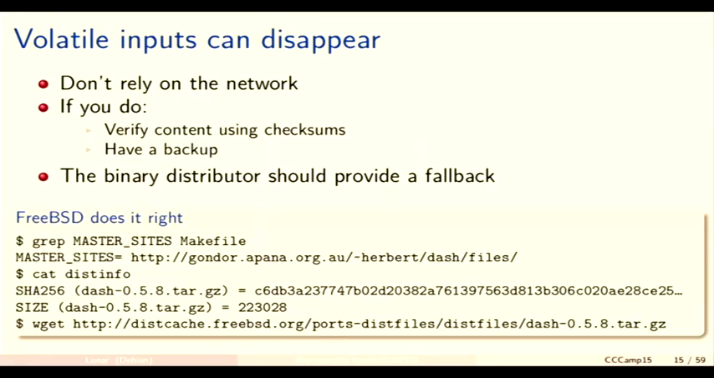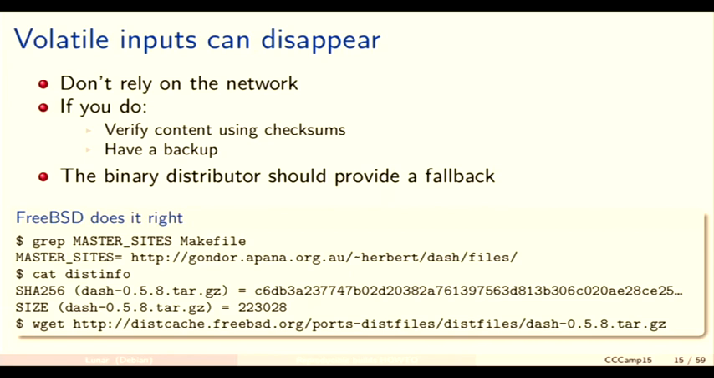So, I mean, inputs from the network, even if it doesn't seem like they are volatile, they are. And we have mirrors, but if you want to make sure, then it's better that your build system doesn't rely on remote data. Or if you do, two things: use checksums to make sure the content has not been modified, and keep backups.